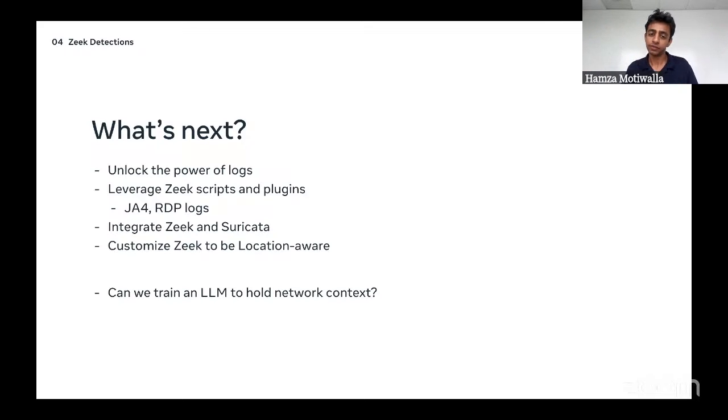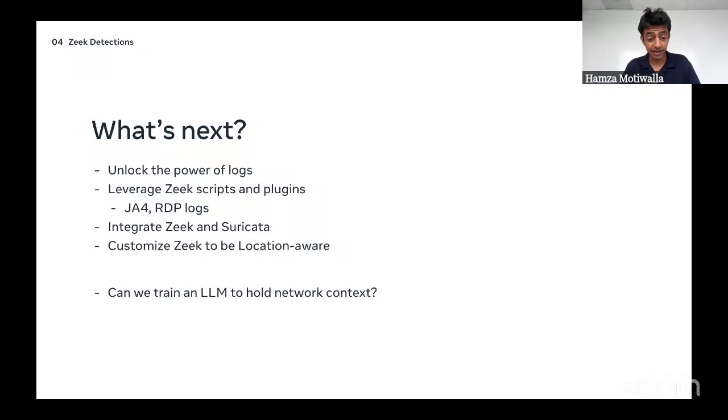And lastly, this is the thing I'm trying to push for: to make Zeek more location aware. To know that this instance of Zeek, or this NSM server, has been deployed in a sensitive geographical area, and that's why we need to escalate those logs with higher priority or something like that.